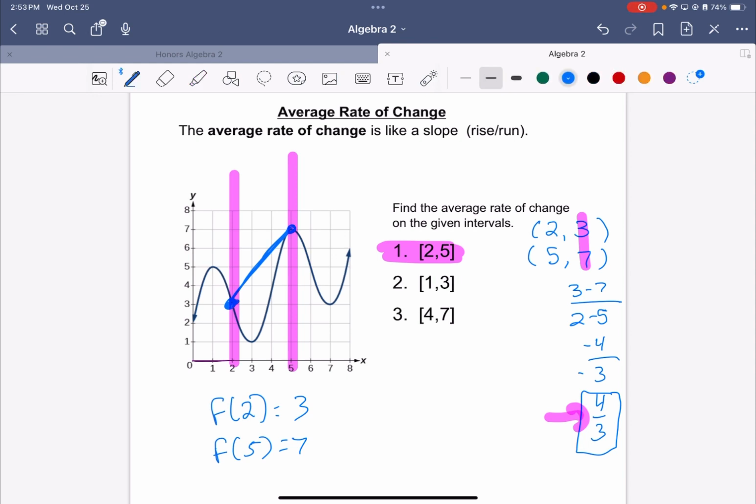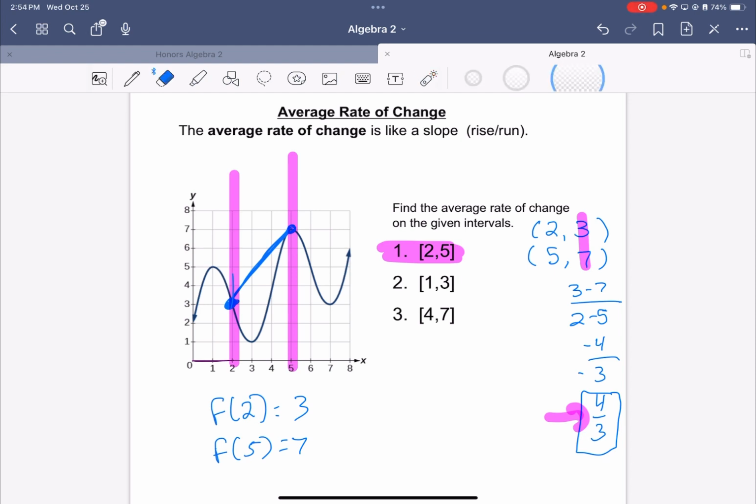Essentially that means I'm going up 4, 1, 2, 3, 4, and over 3 to have another point on my graph. So that's up 4 over 3, and it's in the positive direction. Okay, so there's the first one.